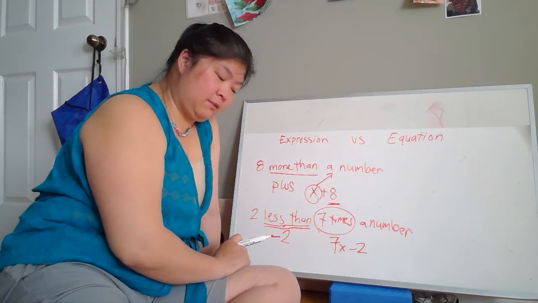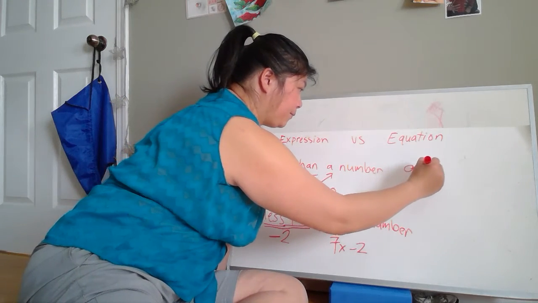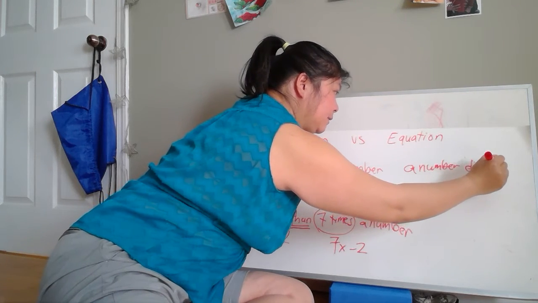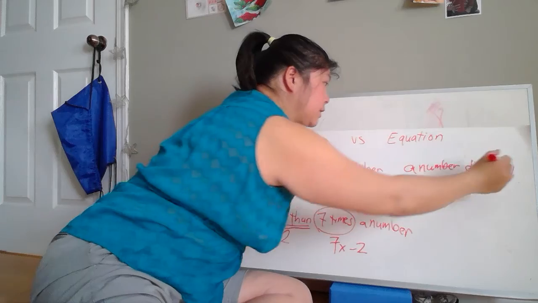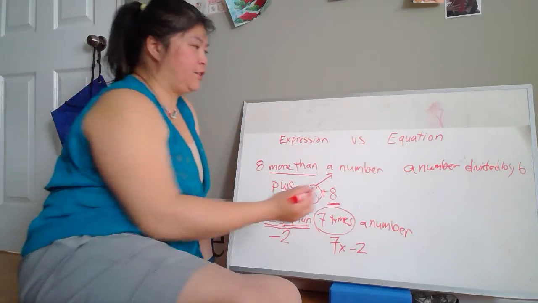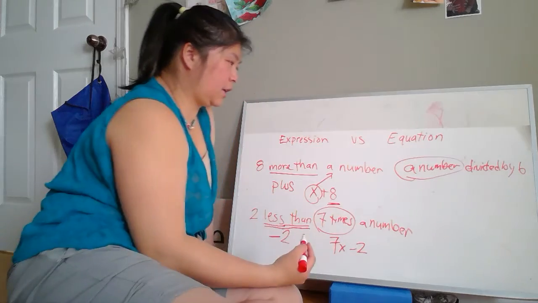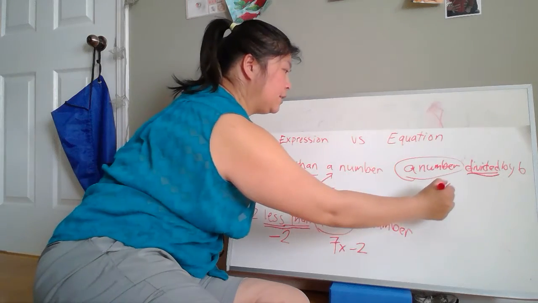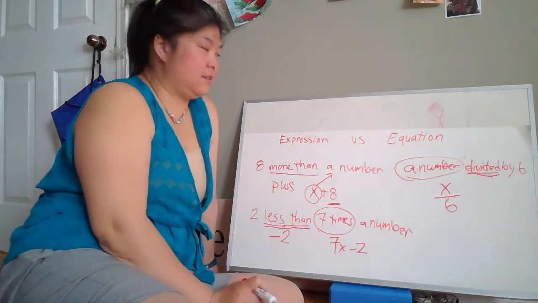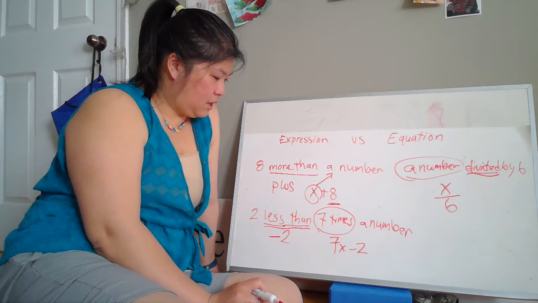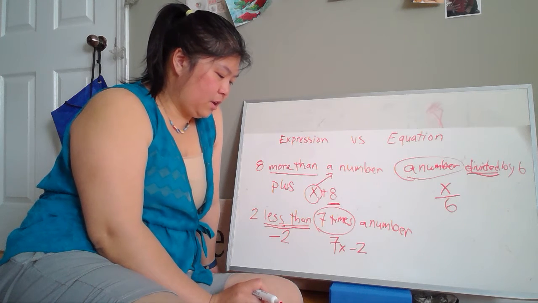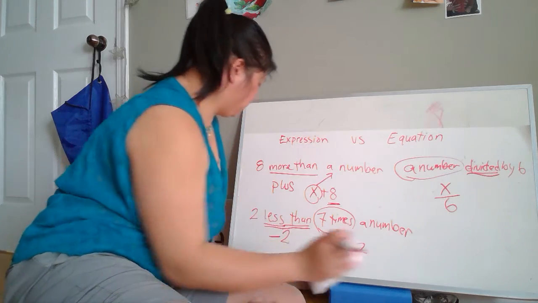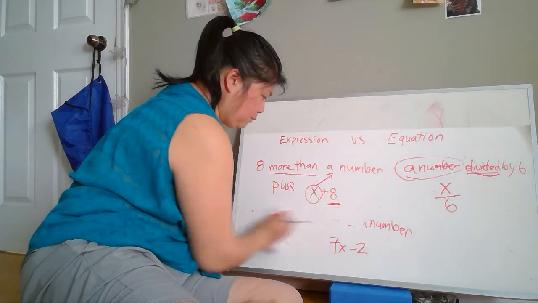What about a division? A number divided by 6. A number is your variable. Number divided by gives you the hint already: it's divide by. So x divided by 6 is your expression there. Now when it becomes an actual sentence, let's move. I need more space.